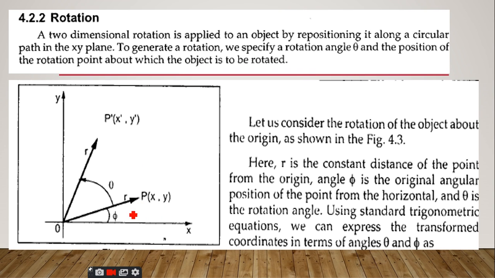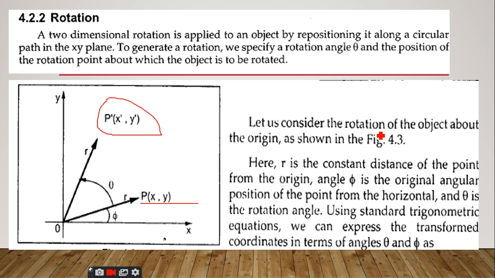Now, consider a point P(x, y) as the initial position, at a distance of r from the origin and at an angle of phi. This is the initial position of the point P(x, y). Now when we rotate that point by an angle of theta at the same distance r, that position we call the new position, the rotated position, P dash equal to (x dash, y dash).